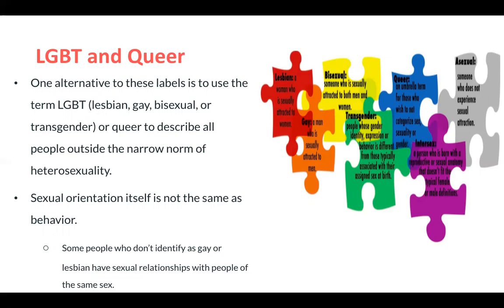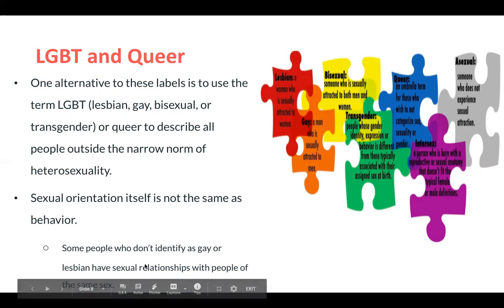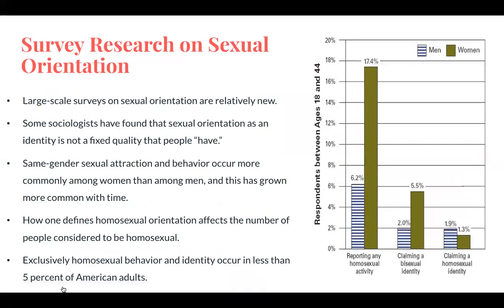Now, it's worth noting, of course, as we're speaking about sexual orientation, which really is about identity, this isn't the same as sexual behavior. And so there are people who don't identify as gay or lesbian, but they have had sexual relationships with people of the same sex. And we know this because we have survey research, and large scale surveys on sexual orientation are relatively new, meaning that if you go far enough back, you aren't going to find questions where people are asking people their sexual orientation.